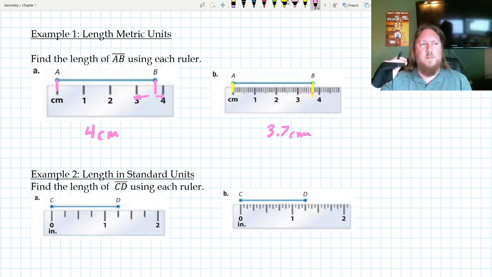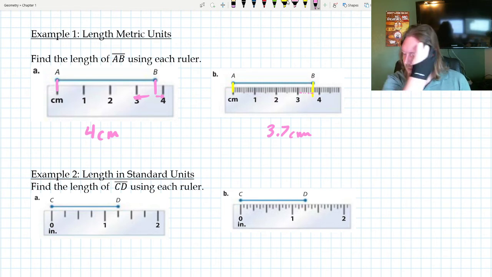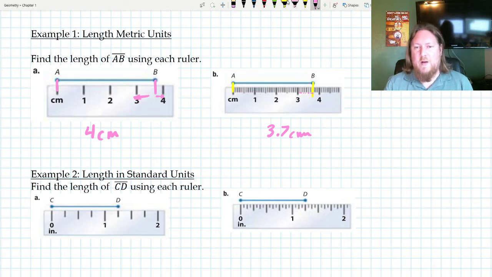And you can see that kind of matches up if we talk about rounding. With rounding, if it's 5 or above, you take it up to the next number. Well, if it's accurately 3.7, and we were to round that number, because we don't have the millimeters, it would round up to 4. A and B are basically the same line.